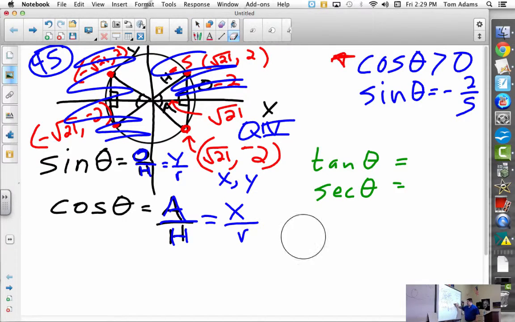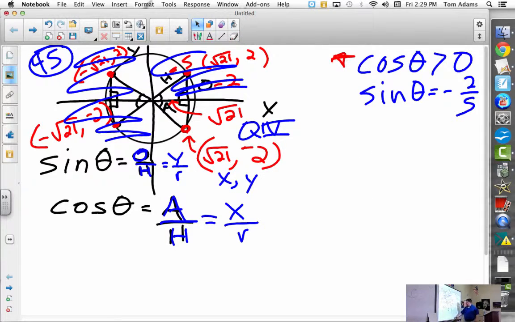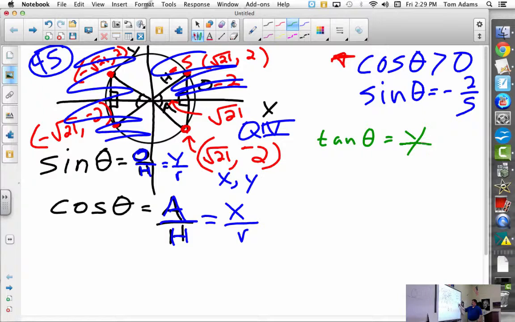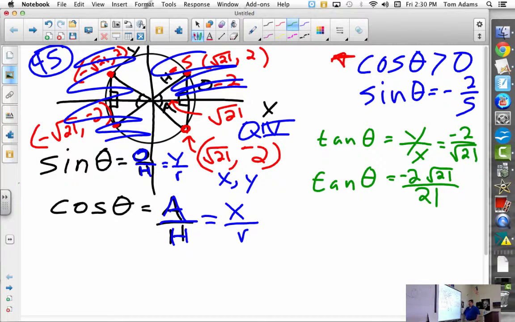Now here's the interesting thing. I'm going to make a little room here. Tangent of theta is the opposite over the adjacent, but isn't that really y over x? It's technically y over r over x over r, but the r's cancel, so you end up with y over x. Well, what is the y value? Negative 2. What's the x value? Square root of 21. When you rationalize the denominator, you get tangent of theta is negative 2 times the square root of 21 all over 21.